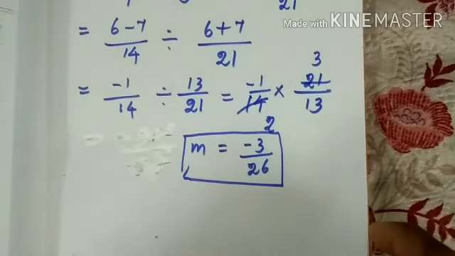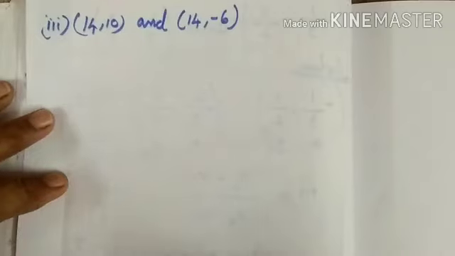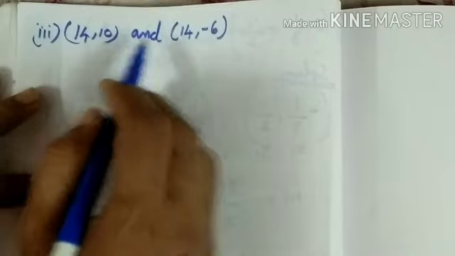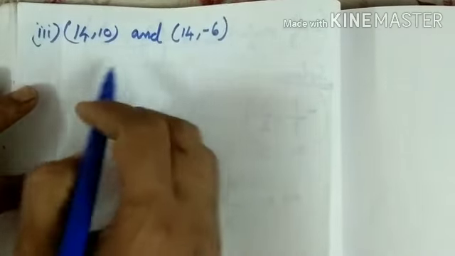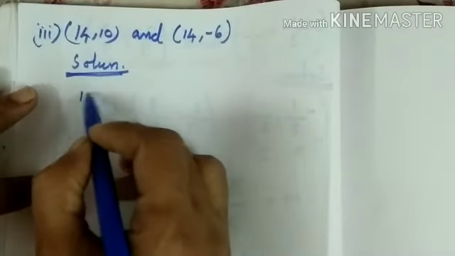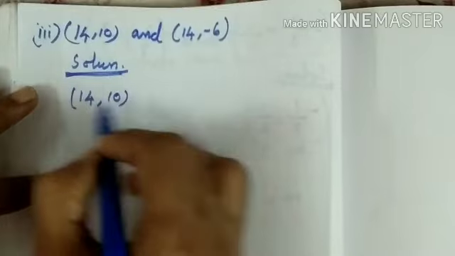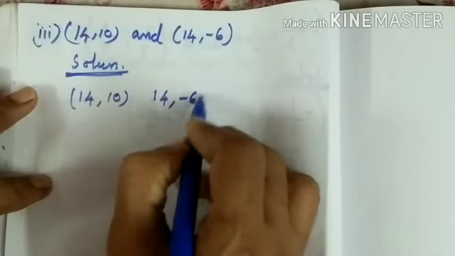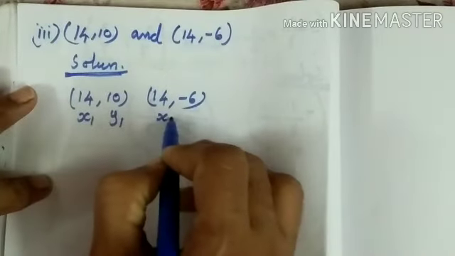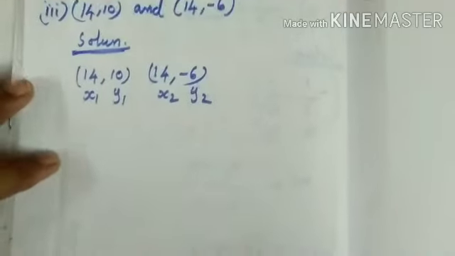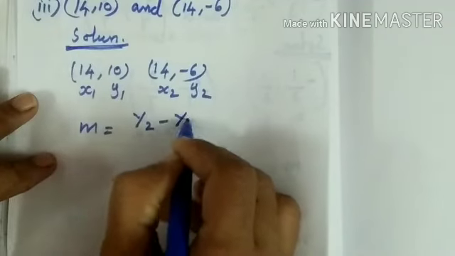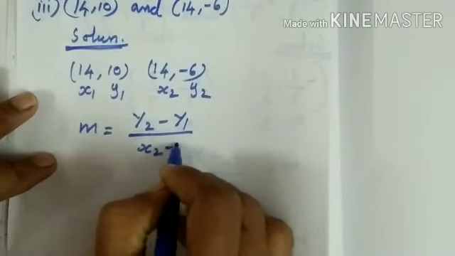Now we move on to the third subdivision. See the third subdivision, minus 14 comma 10 and 14 comma minus 6. Let us do the solution. First you take down and write the given points 14 comma 10 and 14 comma minus 6. This point is x1, y1 and this is x2, y2. Now let us write the formula. Slope m is equal to y2 minus y1 by x2 minus x1.